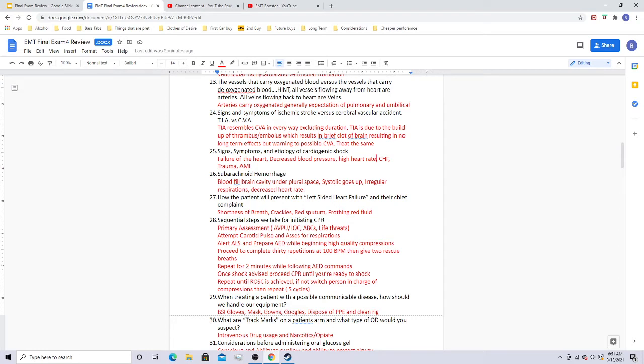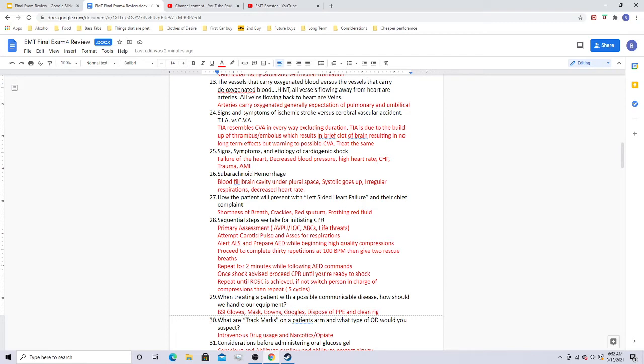Sequential steps for initiating cardiopulmonary resuscitation. Primary assessment, AVPU, LOC, ABCs, life threats. So when you've assessed that the patient is unresponsive, they aren't responding to pain, they aren't awake, and nor are they responding to verbal, then you can obviously do your LOC. ABCs, obviously your circulation is compromised. We will get into that once we get to the diagnostic steps. ABCs, we'll go into that. And life threats, like someone hemorrhaging or whatever.